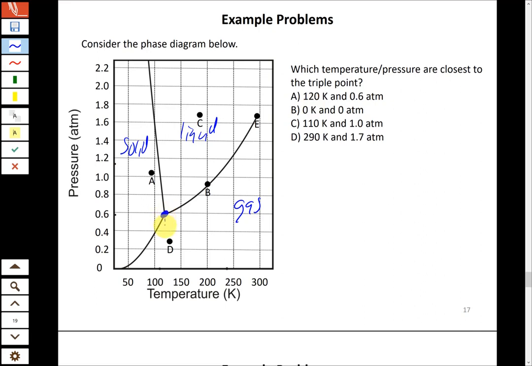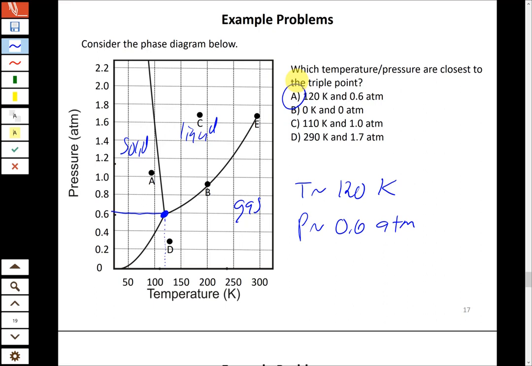So if we go down to the x-axis, that gives us the temperature. Temperature is around 120 Kelvin. We have to estimate because we're in between 2 numbers, but it's around 120. And then the pressure, we're right at 0.6 atmospheres. So we go over the y-axis to find pressure, which is in atmospheres in this diagram. So 120 Kelvin, 0.6 atmospheres gives us the triple point. That would be A there.